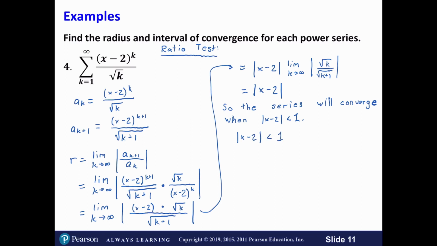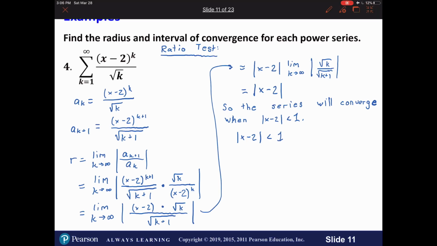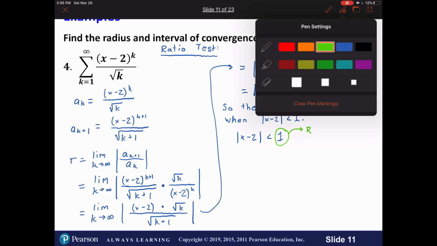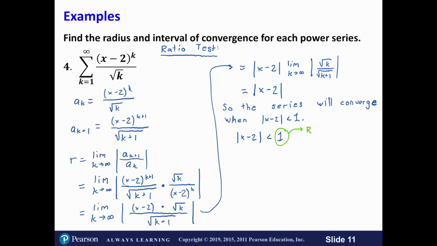And figure out what the interval of convergence should be. So first of all, you might notice that the radius of convergence is 1, since we have x minus a less than a number. If we were to continue in this path, we would get that negative 1 is less than x minus 2, which is less than 1. If we now add 2 to every side, we would get 1 less than x, which is less than 3.